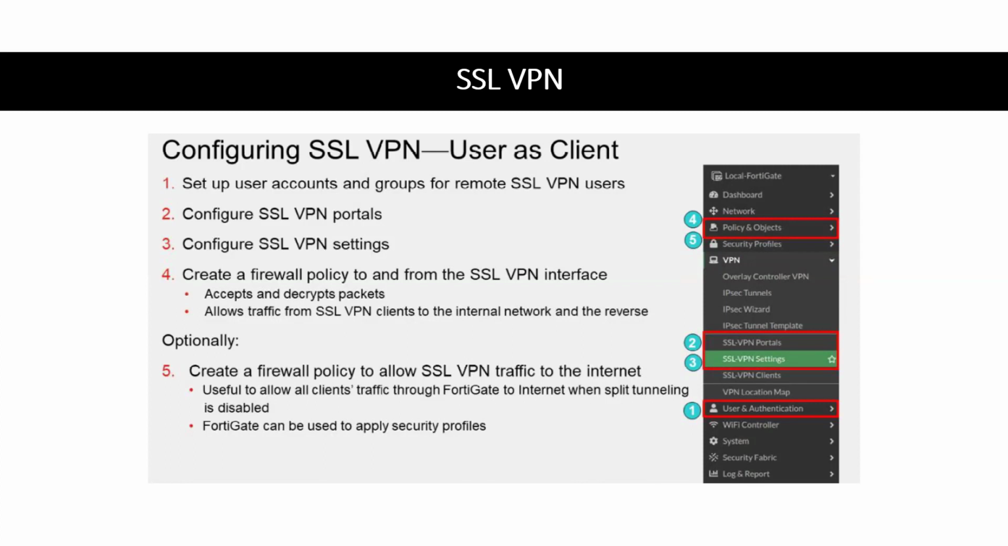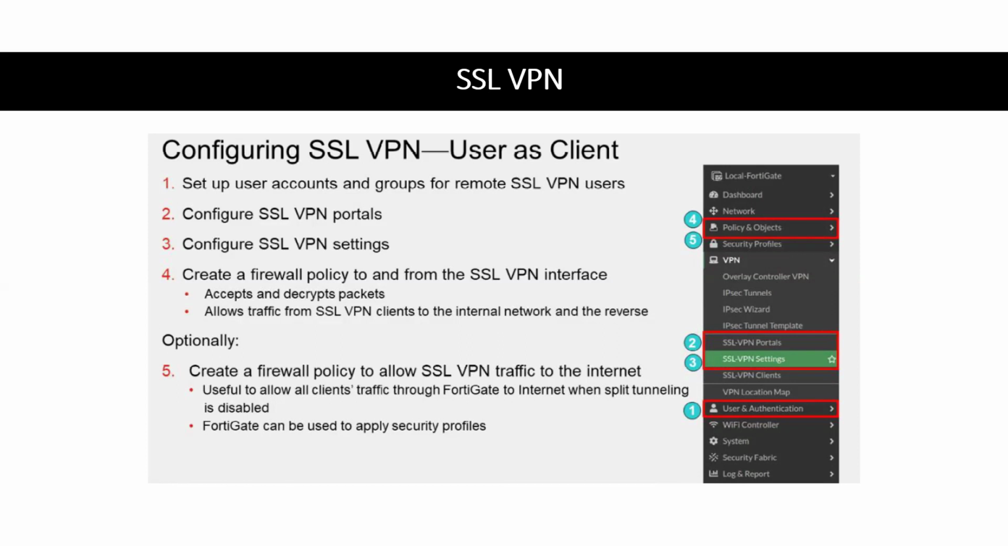Three, configure the SSL VPN settings, because those are two totally different things. Four, create a firewall policy to accept and decrypt packets. That policy is also used to allow access to internal networks. And five, optionally, you can create a firewall policy to allow traffic from the SSL VPN client to the internet and apply security profiles.